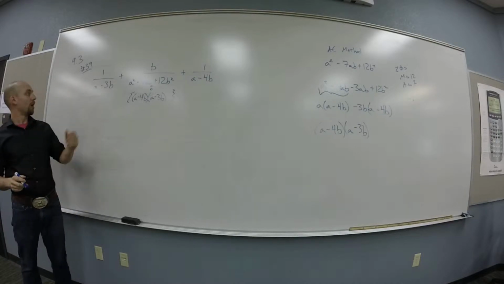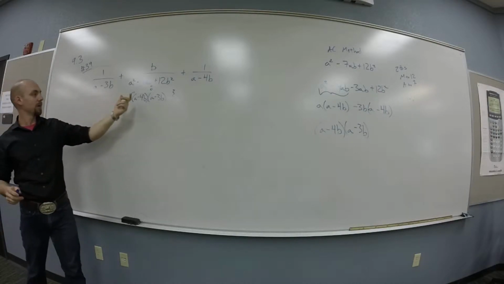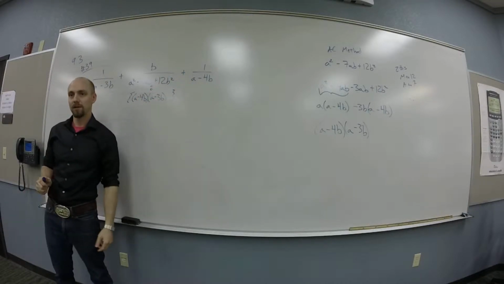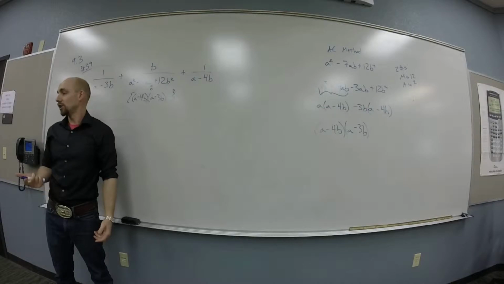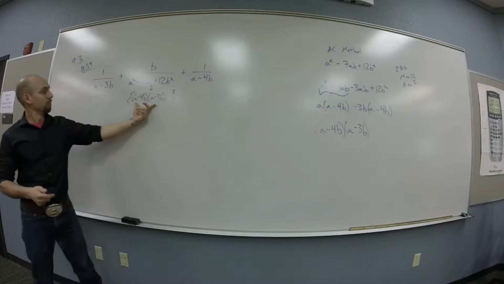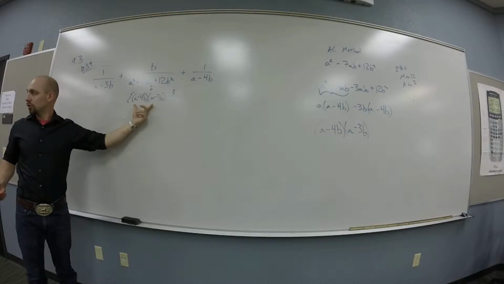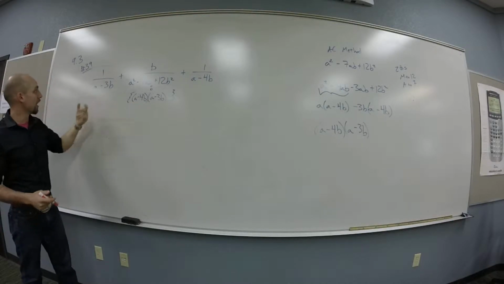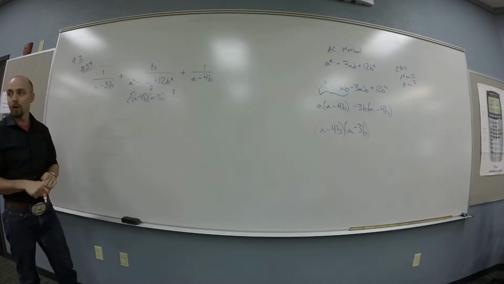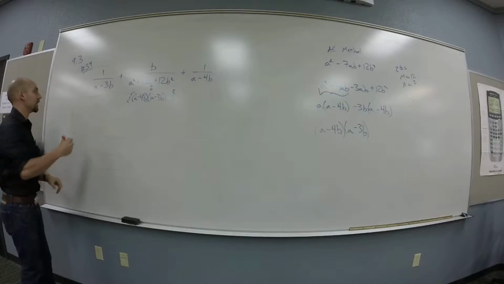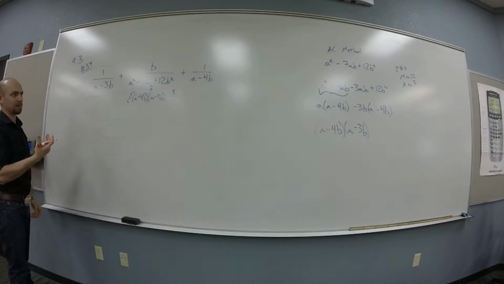Okay, so what's my common bottom between a minus 3b, a minus 4b, a minus 3b, and a minus 4b? Oh. Yeah, I just need both of them, right? This guy's already got 2. The middle term's got 2, so it's okay. So how about the left? What is the left term? My 1 over a minus 3b. What does that need? A minus 4b. It needs an a minus 4b where? So top and bottom.